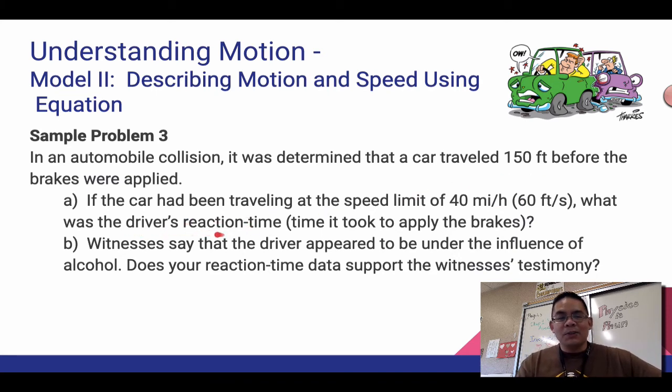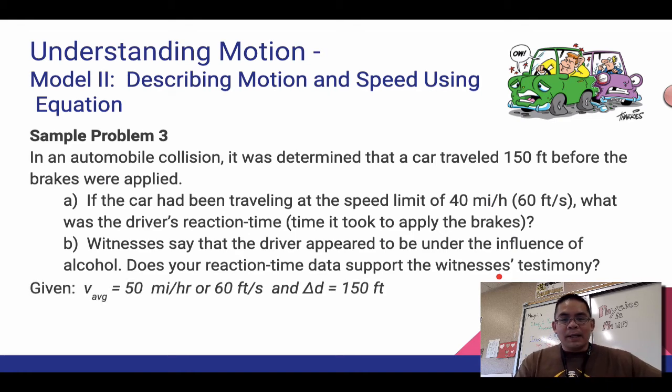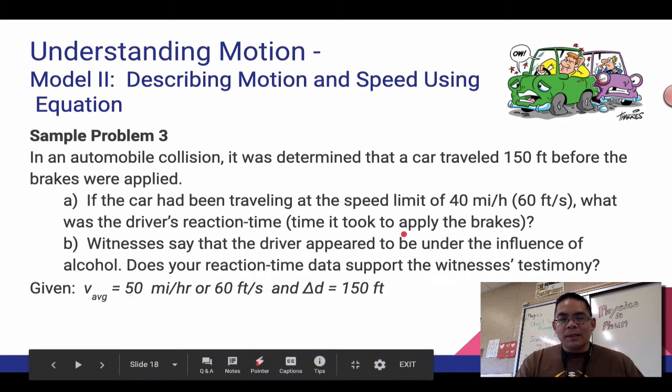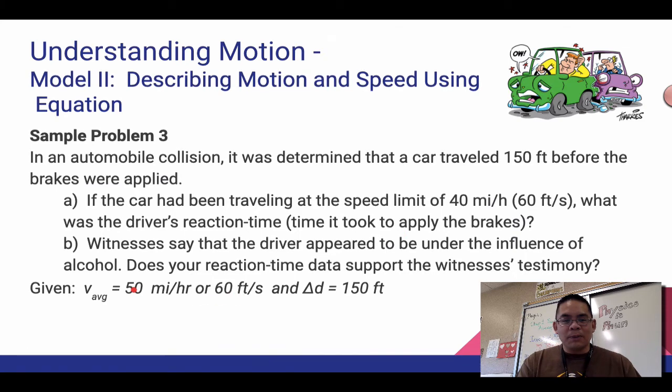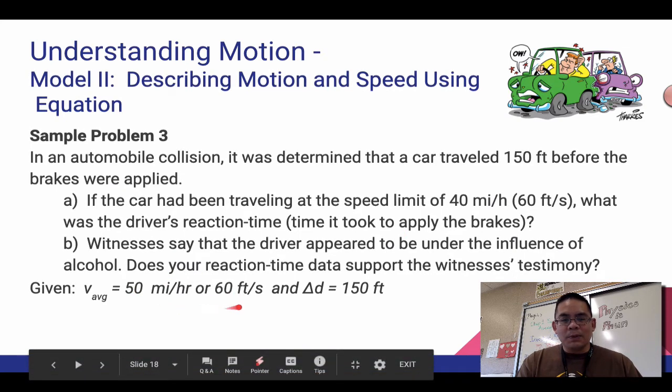You're not going to use the old formula from the first section to do this, because this is a different kind of motion. Witnesses say the driver appeared to be under the influence of alcohol. Does your reaction time data support the witness's testimony? Let's find out. Looking at our givens, I put the wrong number here. This is supposed to be 40 miles per hour, which is 60 feet per second, and the distance traveled is 150 feet.